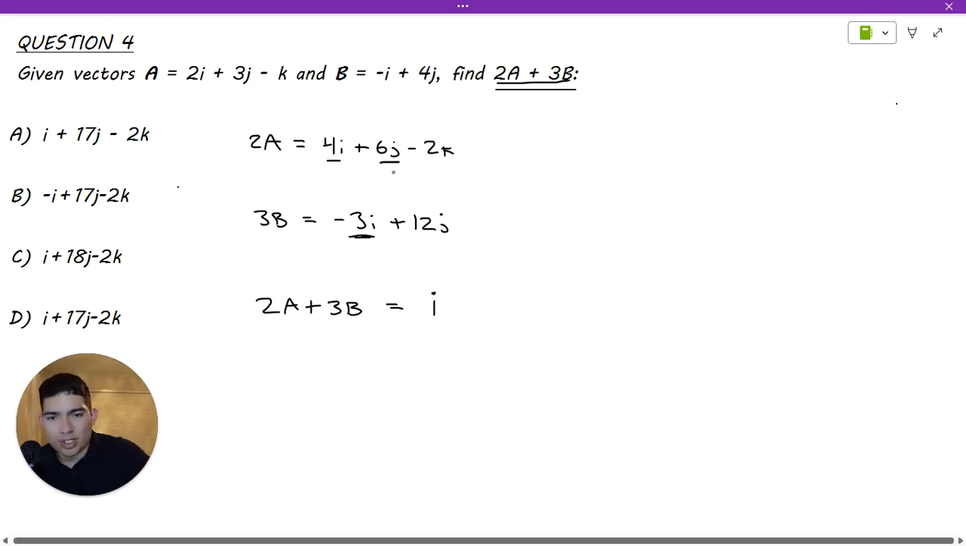Moving on to the j component. If we start off with 6 and we add 12, we're going to get 18. So this one's going to be 18j.